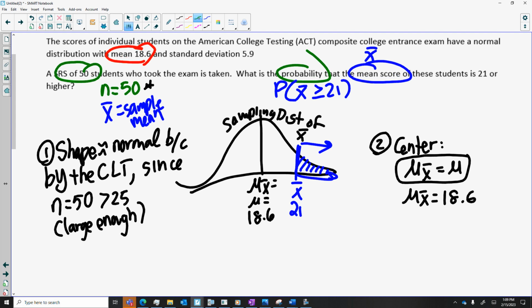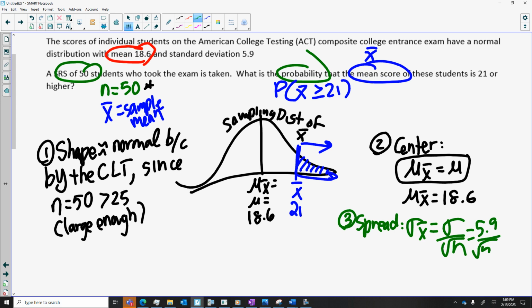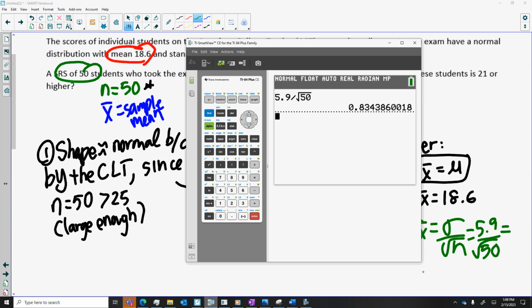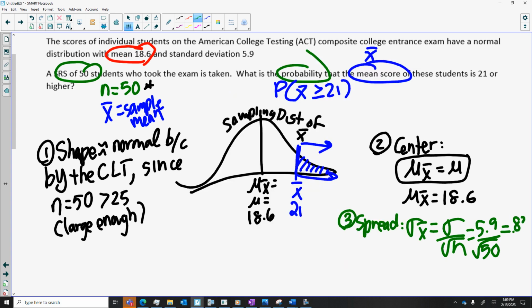So the spread is the last piece of the puzzle. Spread is the formula that I had above. Sigma X bar equals sigma divided by square root of n. So we did it above. We did 5.9 divided by radical 50. And if you remember, we got a number that was much smaller than 5.9. We got 0.834. So that's going to be the spread, smaller than the overall population. So now we're ready to find the probability.